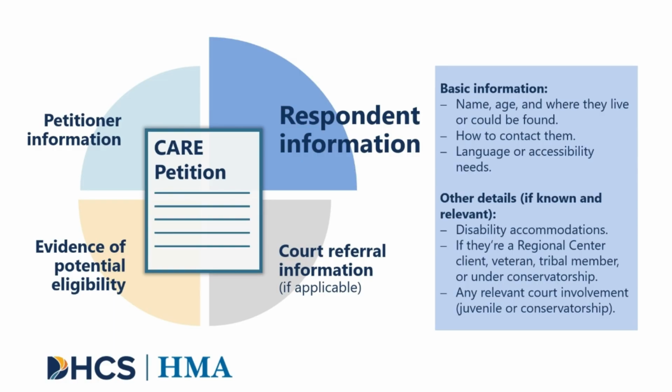For example, do they need help with reading, hearing, or understanding English? Additional information that could be asked, depending on the form, is a disability requiring accommodation, for example, an interpreter, if the respondent is a regional center client, current or former military, or a member of an Indian tribe or receiving services from a tribal health agency. Information about an involved juvenile court's jurisdiction, and information about a court-ordered conservatorship. Again, you may not know all of this information, and it may not be relevant to the respondent. Just include what you know to be applicable.